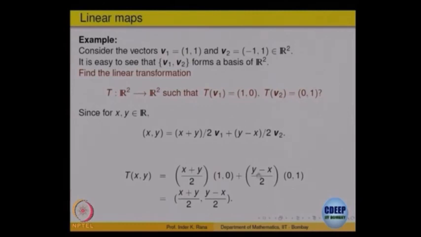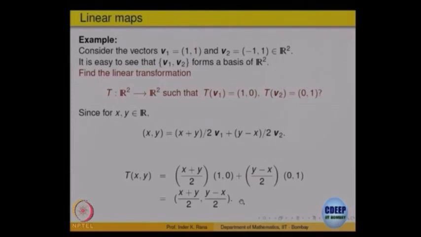So, it says once I fix the values of T on the basis vectors, every other vector, because it can be represented uniquely as a linear combination of the basis, T of that will be a linear combination of the images of the basis vectors. Those values we know, so we can compute. So, given the images on the basis elements, you know how to find the general formula for the transformation.